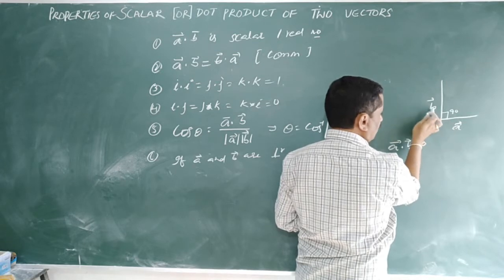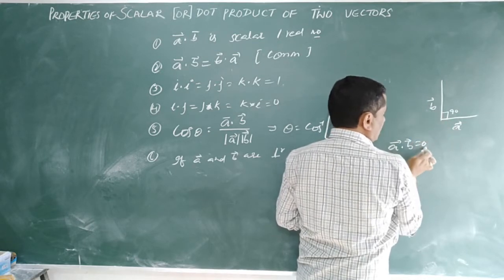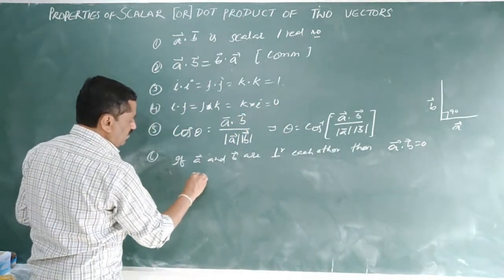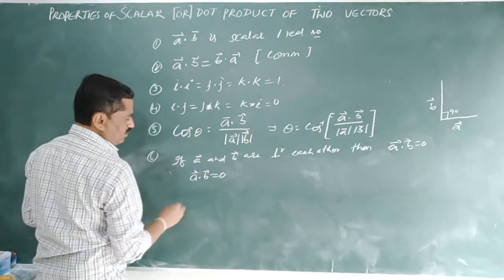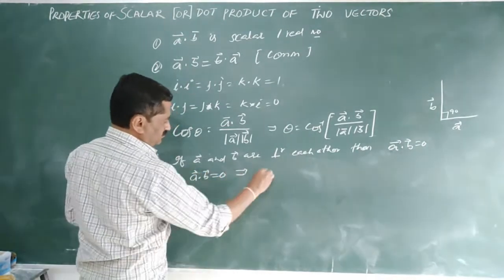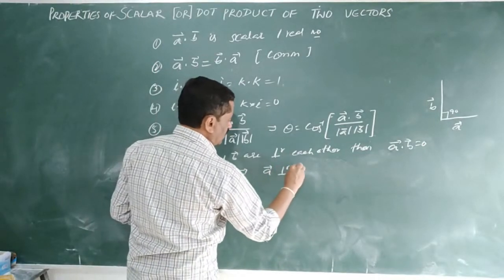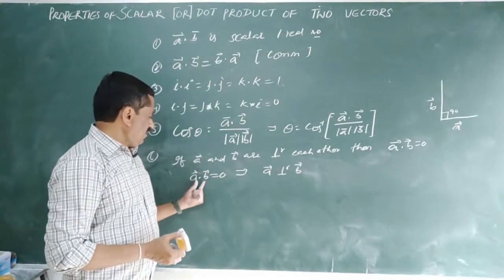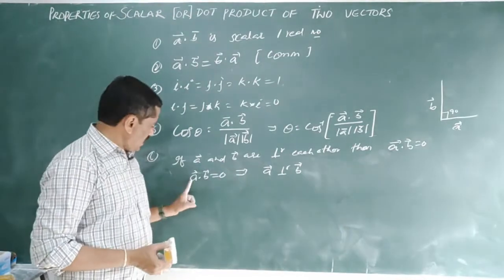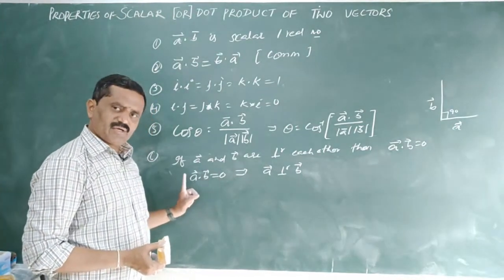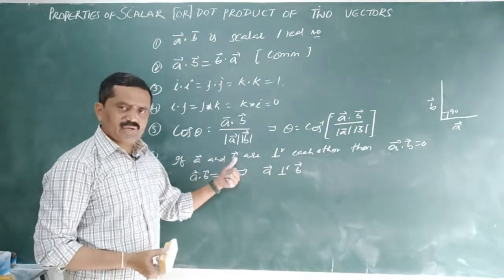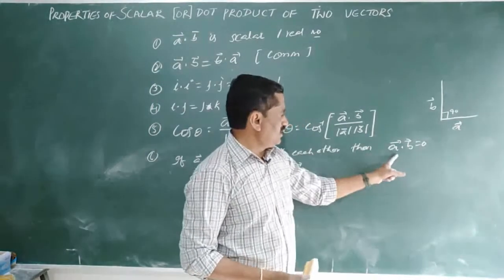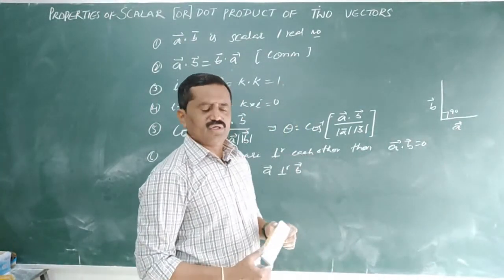Then the dot product of A bar and B bar is 0, or vice versa, if A bar dot B bar is equal to 0, it implies A bar is perpendicular to B bar. You should remember both. If A bar dot B bar is equal to 0, then A bar is perpendicular to B bar, or if A bar and B bar are perpendicular to each other, then their dot product is 0, that is A bar dot B bar is equal to 0.